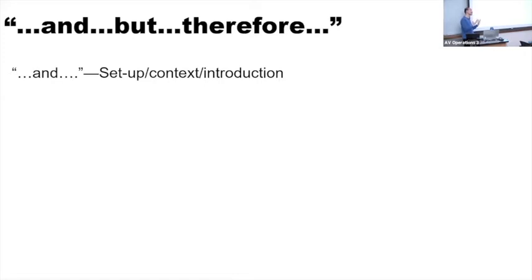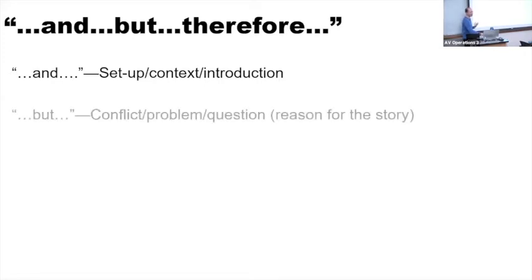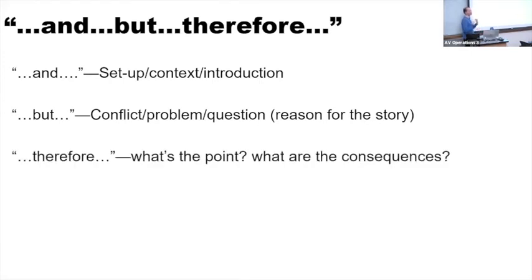The "and," okay? But the key is that you have this thing called the "but," this reversal of direction. So the "but" is basically the conflict, right? What is the complication? What is the problem? What is the question that emerges that needs to be resolved, answered, addressed? And this is in some ways the reason for the story, okay? And then finally, that wraps up with the "therefore," which is basically what's the point? What are the consequences? What's at stake?